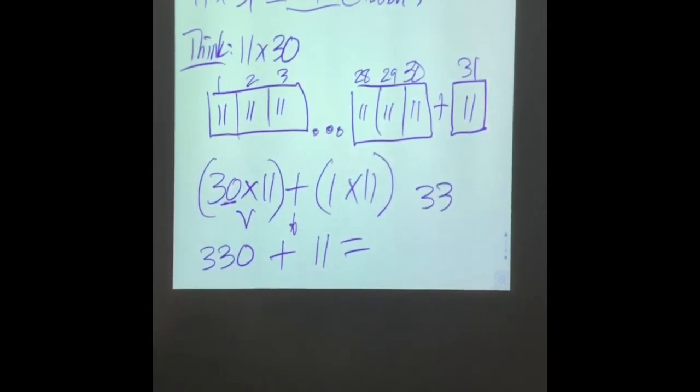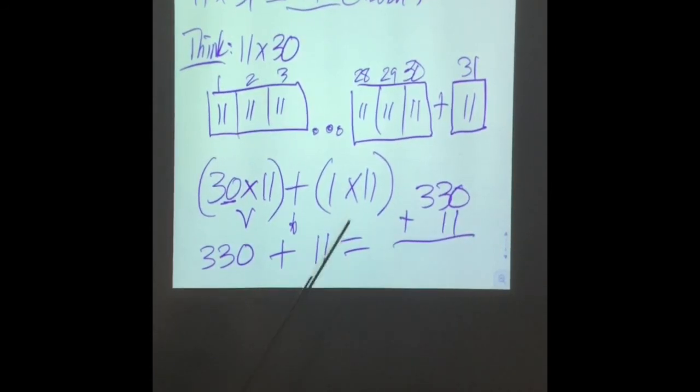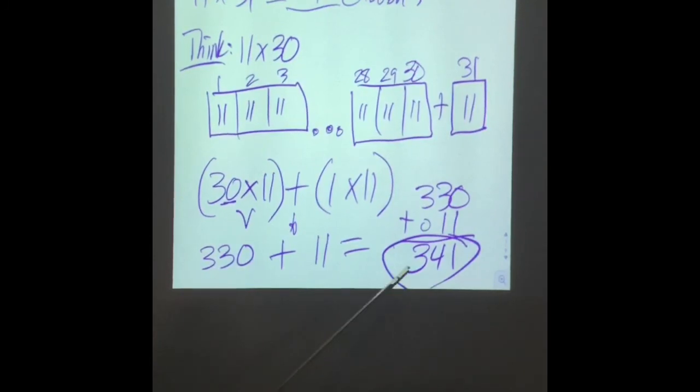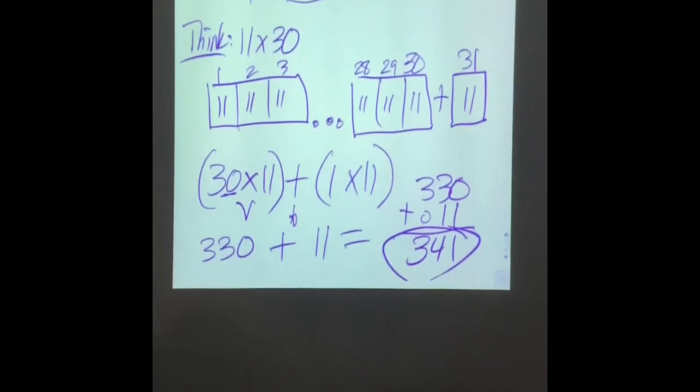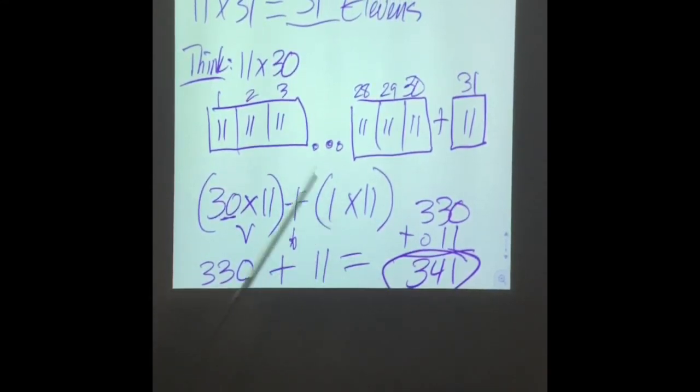So, 330 plus 11. 0 plus 1 is 1. 3 plus 1 is 4. And 3 plus 0 is 3. So our answer is 341. So that's the way they want you to do the problem on that one page.